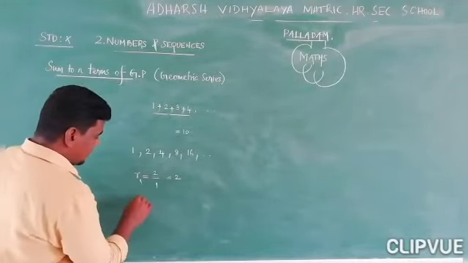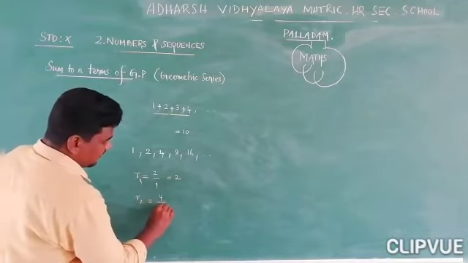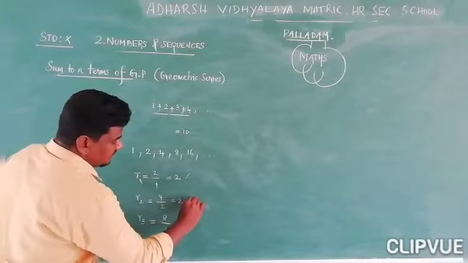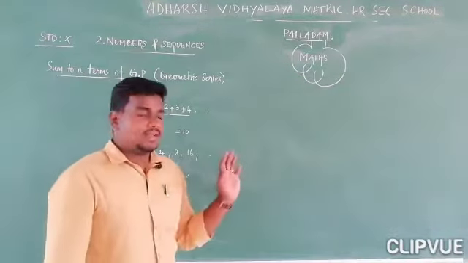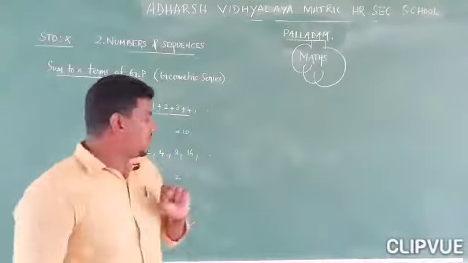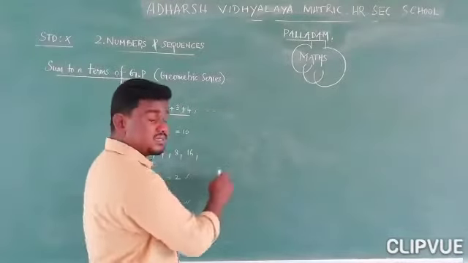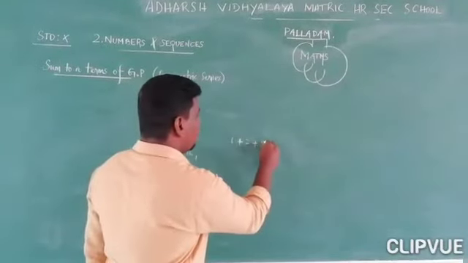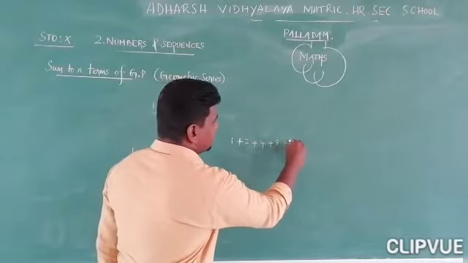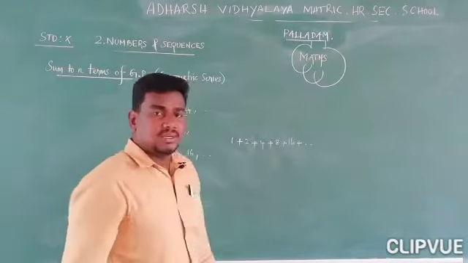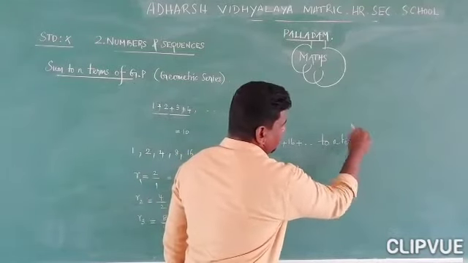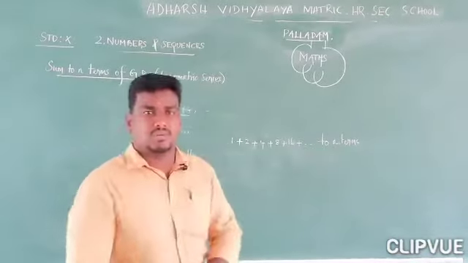The second one, if you take this as R1, this is R2: 4 by 2 is equal to 2. And the third ratio, 8 by 4, is 2. So their ratios are equal, so it is a geometric progression. If you want to know the sum of the terms of the geometric progression, it can be written as 1 plus 2 plus 4 plus 8 plus 16 plus and so on to n terms. How to calculate the sum of the geometric progression?